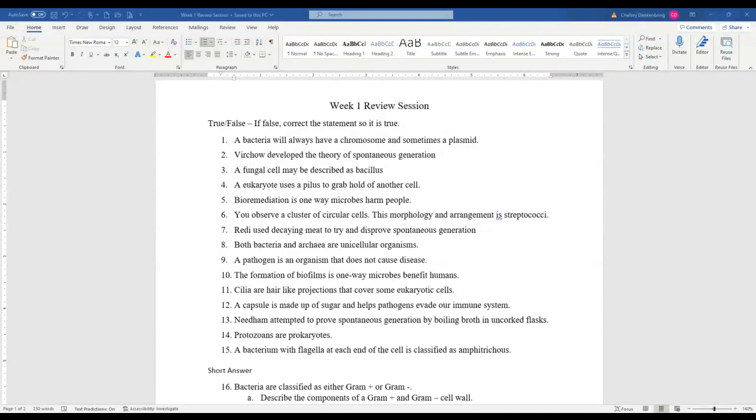So that was Virchow's big contribution, because he said, hey, look what Redi and Spallanzani and others have done. Maybe this can help explain it. So it was a pretty big deal. Good old Virchow. All right, number 3, a fungal cell may be described as bacillus. True or false? 1, 2, 3, go.